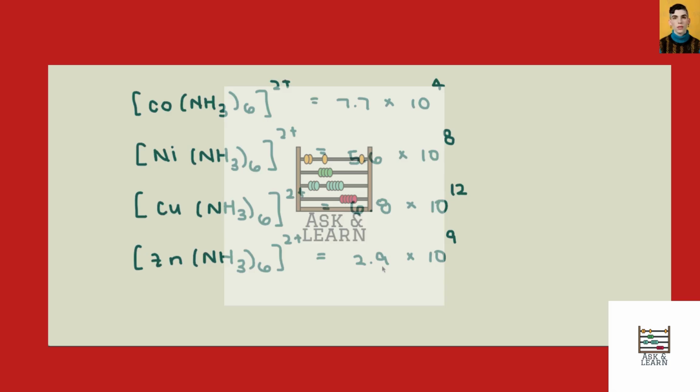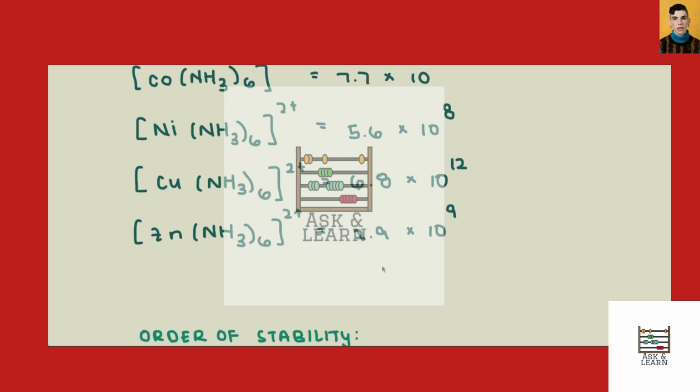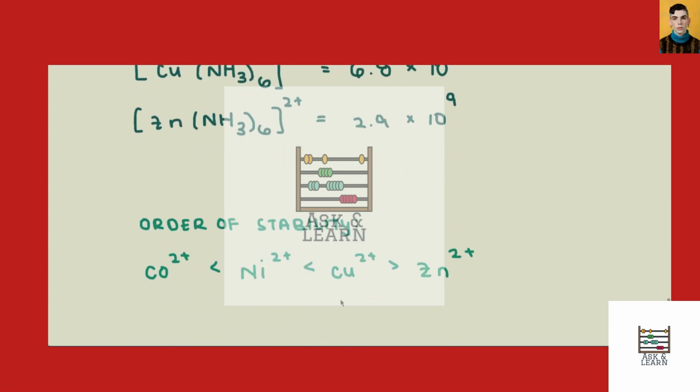And from here, we can order the relative stabilities of these metal ions. What we find is that cobalt 2 plus is less than nickel 2 plus, which is less than copper 2 plus, but copper 2 plus is greater than zinc 2 plus.